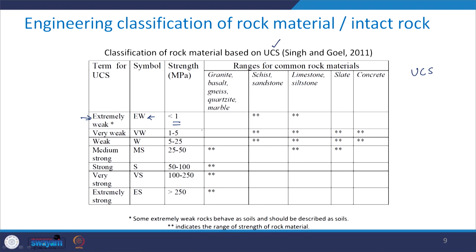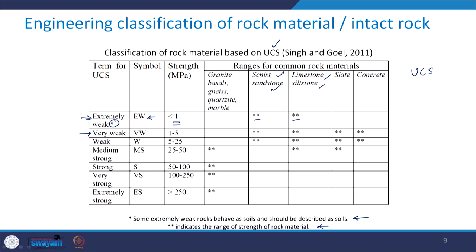Here, some of the common rock materials which fall under this category are mentioned. Rocks like schist, sandstone, limestone and siltstone fall under this category. You see this double star, it indicates the range of the strength of the rock material. Now here this one star is there. Some extremely weak rocks may behave like a soil, and these should be particularly described as soils and not as rocks. So we need to be careful.